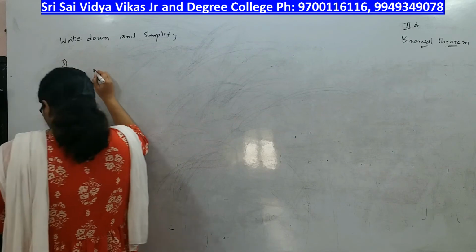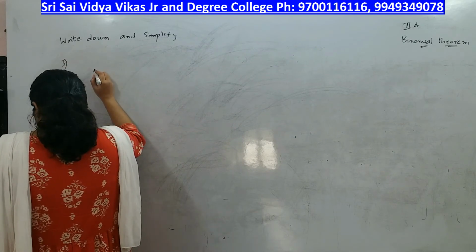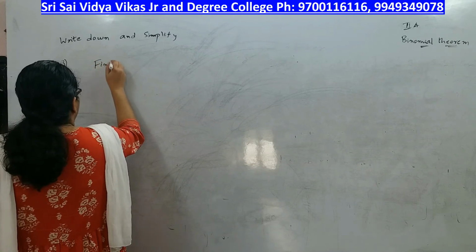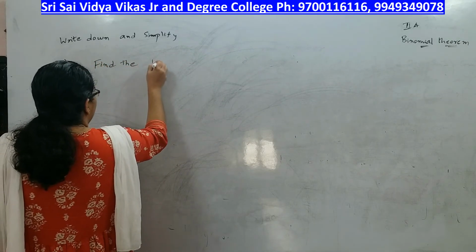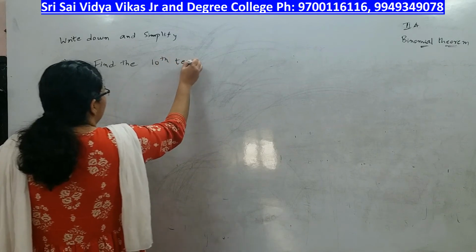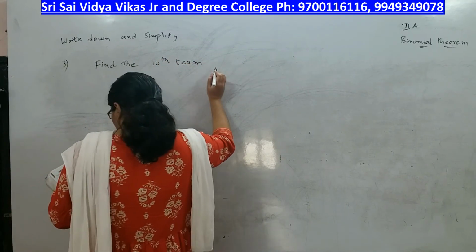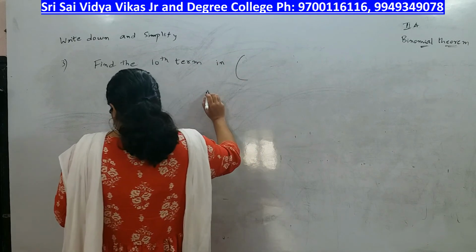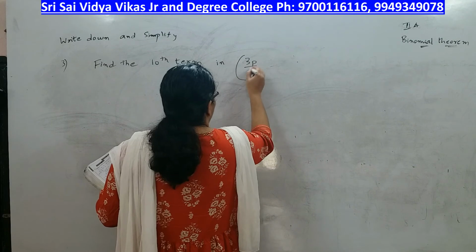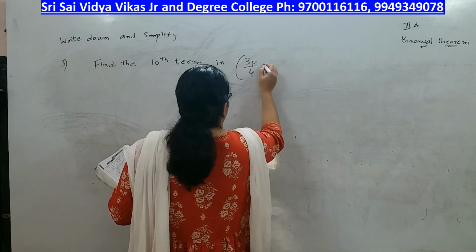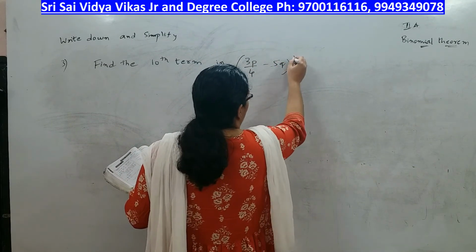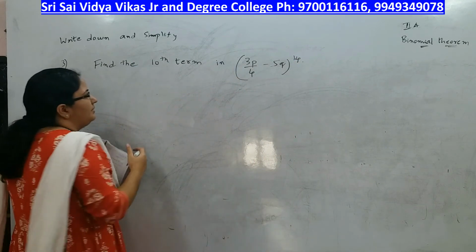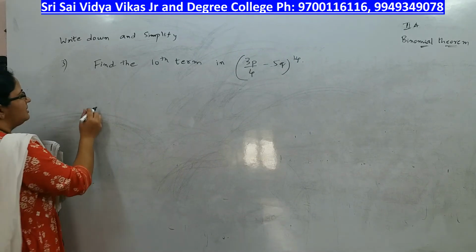Third one. Find the 10th term in (3p/4 minus 5q) whole power 14. Now, you have to find the 10th term in this.